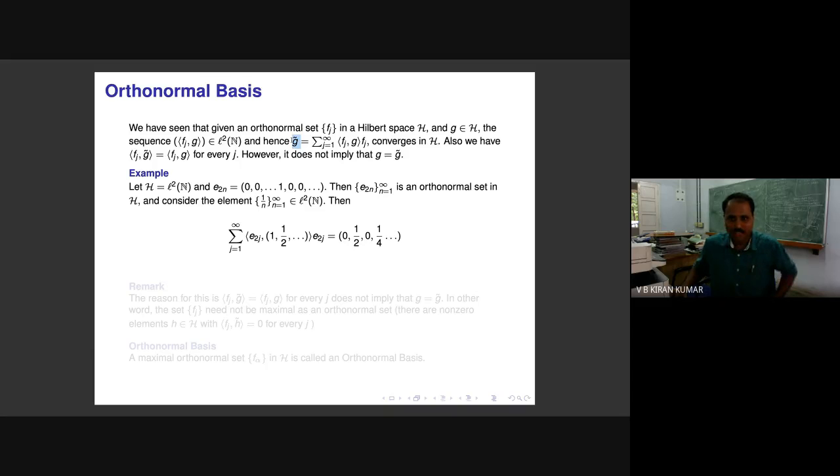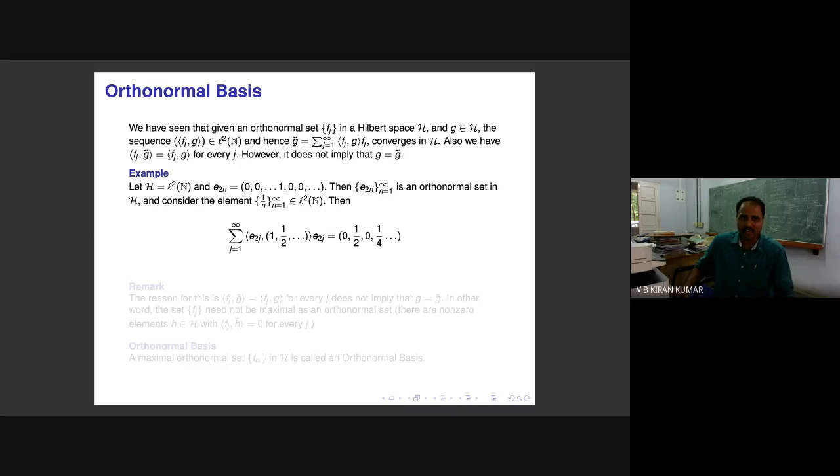But what you know is that the inner product of f_j and g tilde and the inner product of f_j and g are equal for all j. That is easy, because you just plug in the definition of g tilde as this infinite series, interchange the sum, and finally you end up with the inner product of f_j and g. So given an orthonormal set, this series will always converge in a Hilbert space, but it need not converge to g. It will converge to something g tilde with the property that the inner products with f_j of g tilde and g are equal.